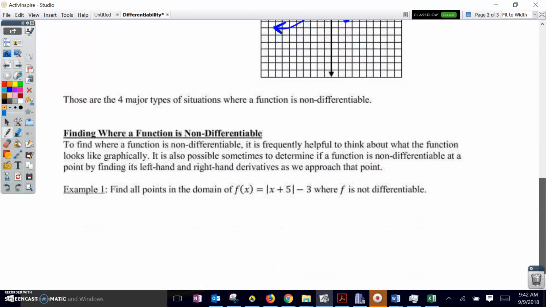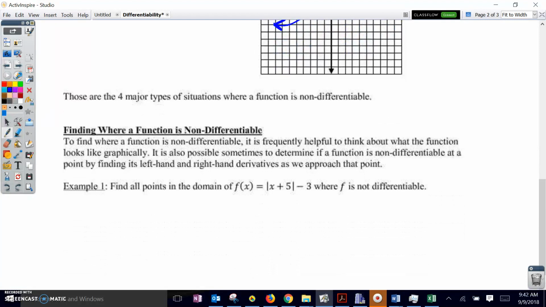In example 1, we're looking at finding where a function is non-differentiable. And when we do this, it's frequently helpful for us to think about what the function looks like graphically. We can also think about the limits in various locations, depending on the type of function.